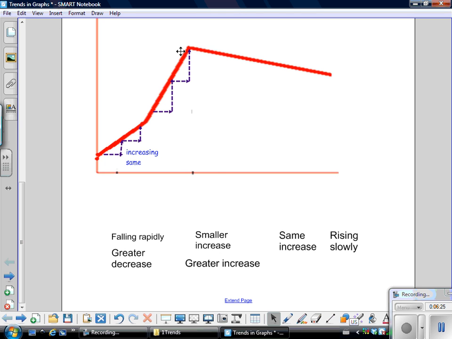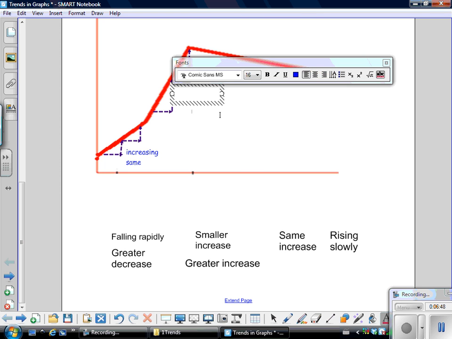Okay, so you can see that especially if I'm looking at the vertical distance, it is much taller here, and this is much shorter. So this one is also increasing. It's the same increase, but it's a greater increase. So what I would put there would be, and I'm going to type mine again, greater, same, increase. Okay, so I used three words to describe that section.